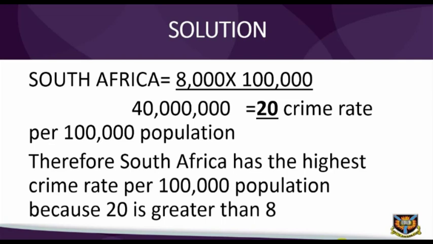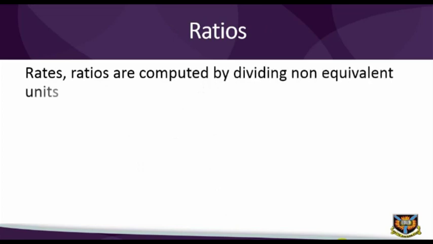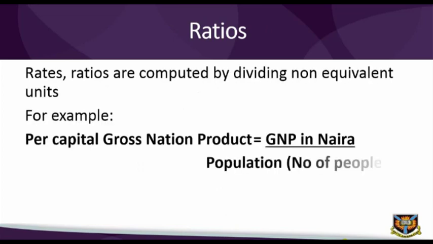Ratios. Unlike in percent and rate, ratios are computed by dividing non-equivalent units. For example, per capita gross national product is equal to GNP in naira over population number of people. Thus, nations with higher per capita GNP can be said to be more economically developed than nations with low per capita GNP. Section 2. Measures of central tendency.